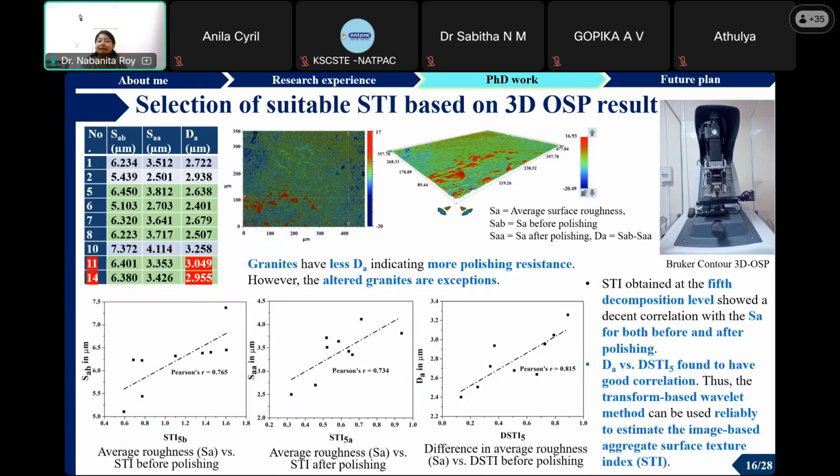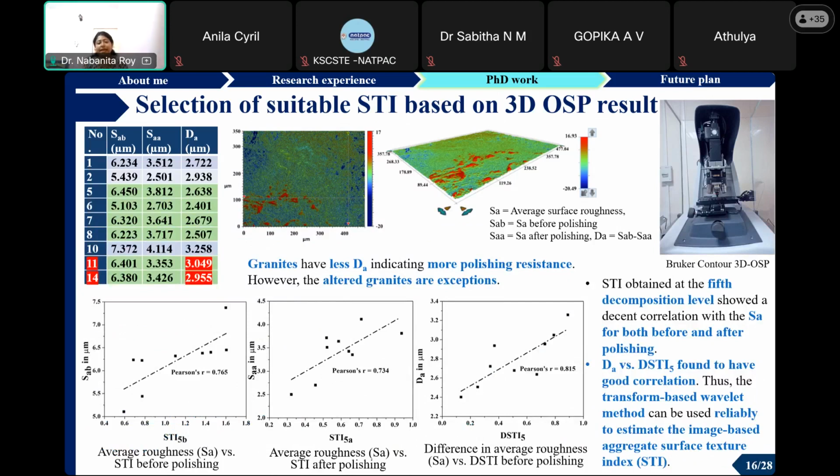Now, how have we validated this image based method? For that, we selected one equipment, a 3D optical surface profilometer. Using that, we checked the 3D surface average roughness before polishing and after polishing, and also calculated the differential polishing.